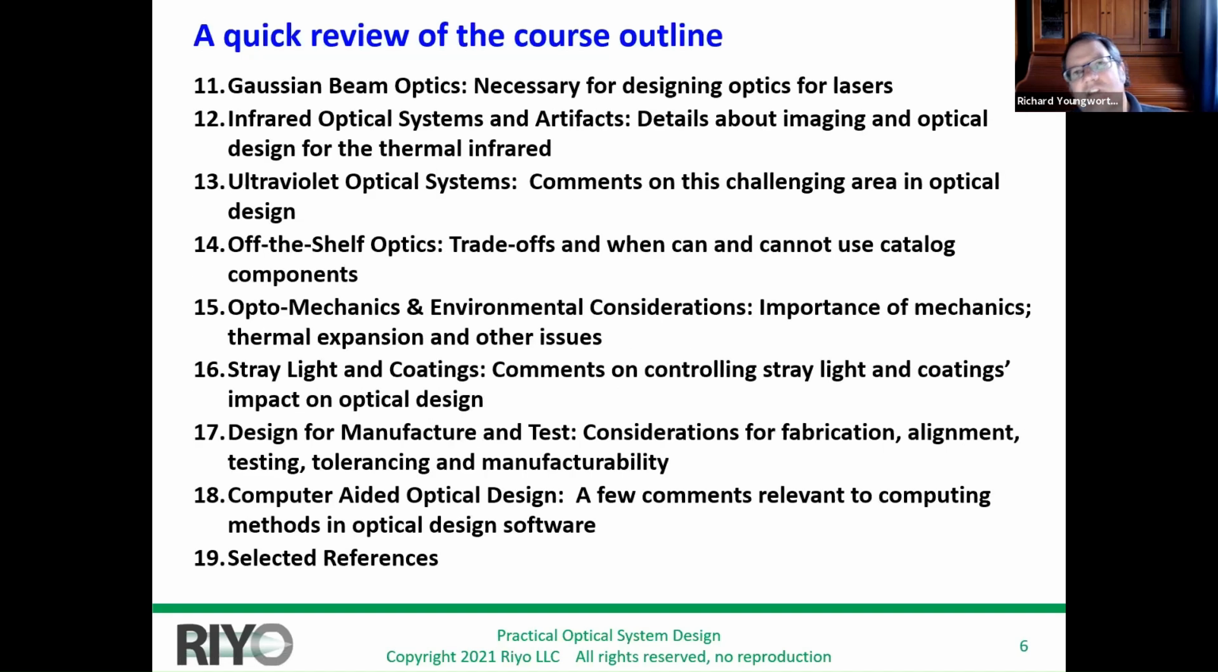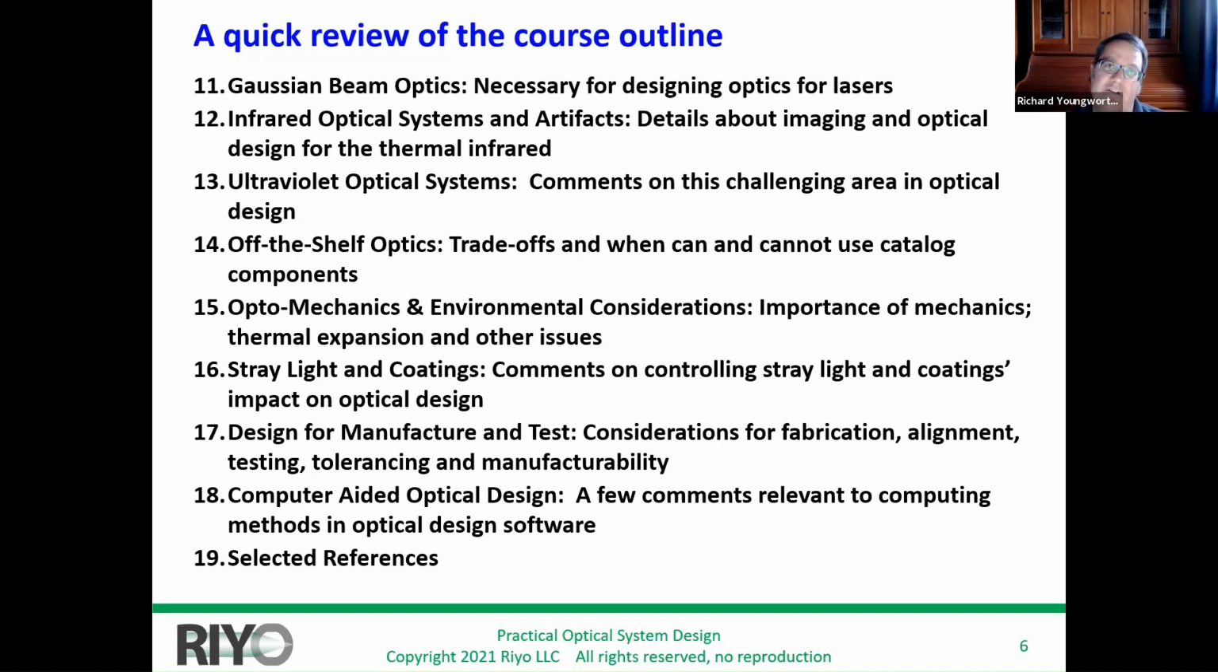And then some of the history of this class is when we took it over from Bob Fisher, we actually sat down with some other course instructors from SPIE and just tried to make sure we were covering some topics that maybe weren't covered as much in other courses on optical engineering. So Gaussian beam optics and infrared systems. We do just a little bit on ultraviolet. They're so highly specialized that if you're going to get into that, you're likely to be working with experts to begin with. Some use of off-the-shelf optics as well. So those are general topics that aren't covered as much in a lot of other courses.